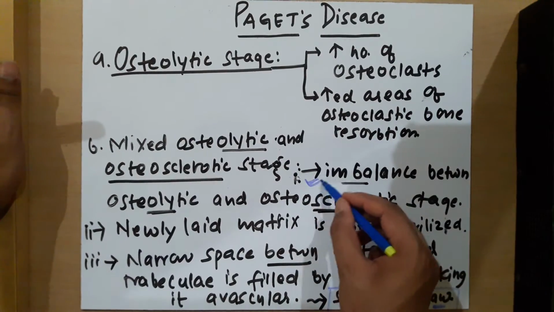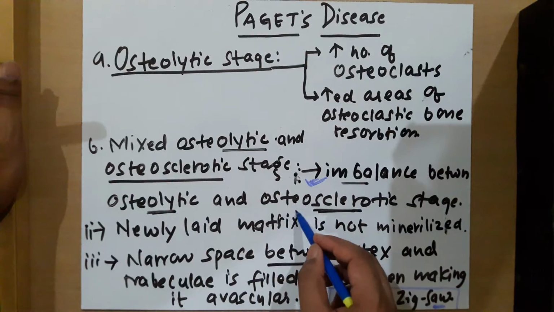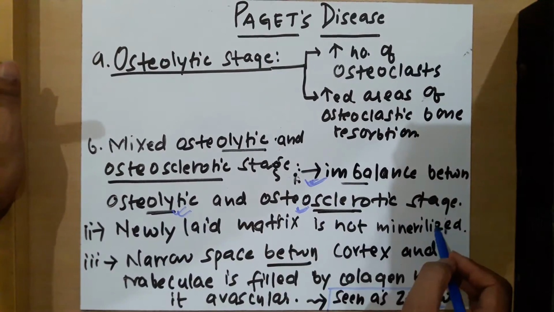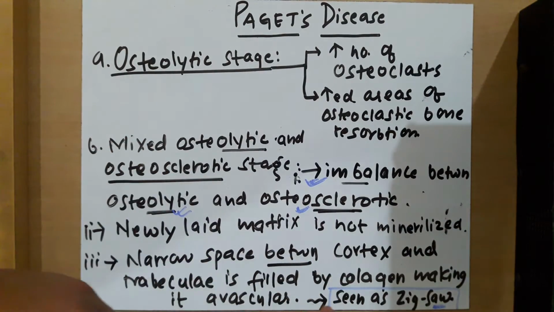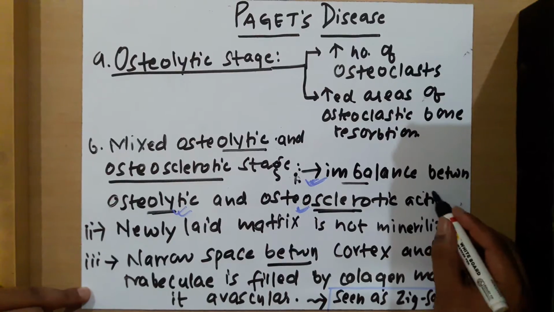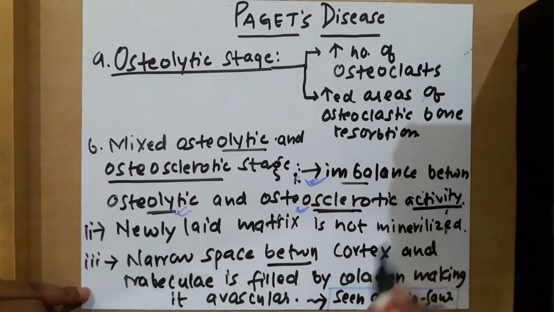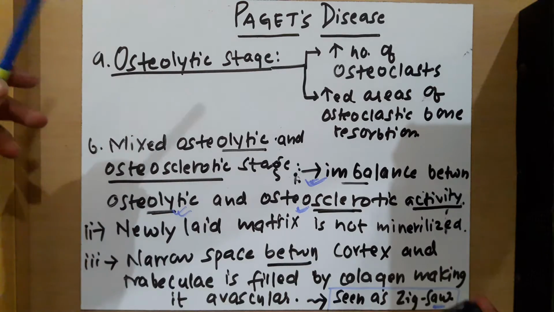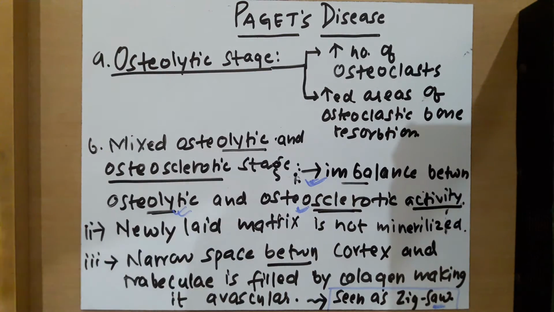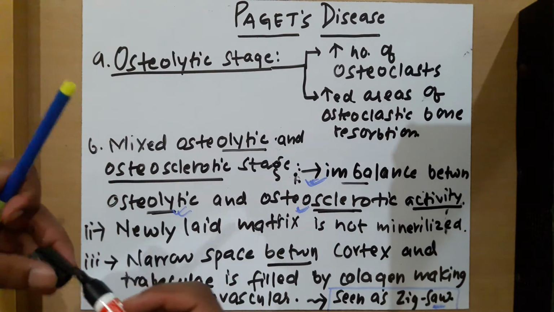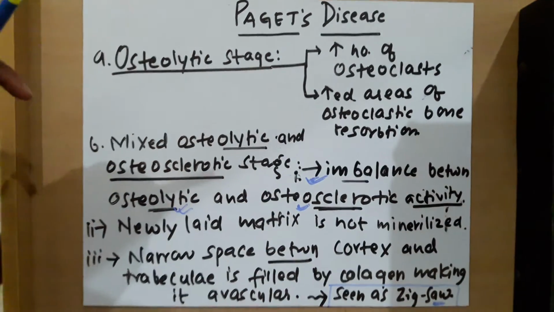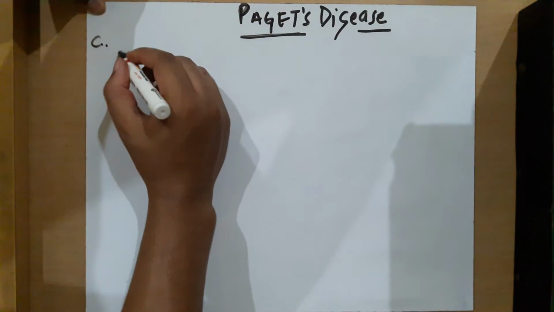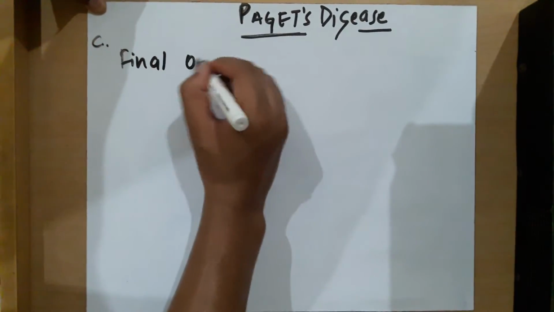So the major peculiarity is the imbalance between osteosclerotic and osteolytic activity, and the newly laid matrix is not mineralized. The narrow space between the cortex and the trabeculae is filled by collagen, making it avascular. And radiologically this mixed osteolytic and osteosclerotic stage is seen as a jigsaw puzzle. Okay, so now the final osteosclerotic stage.